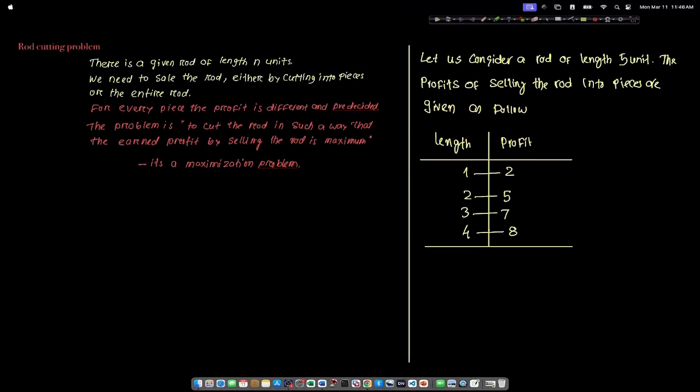To understand the problem in a better way, let's take one example. Let us consider a rod of length 5 units, and the profits of selling the rod into pieces are given in this table.